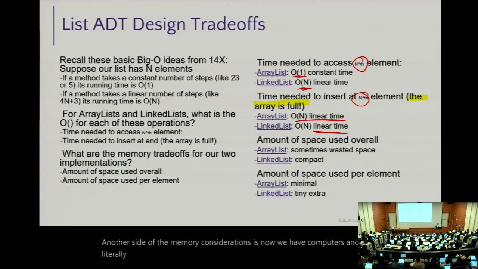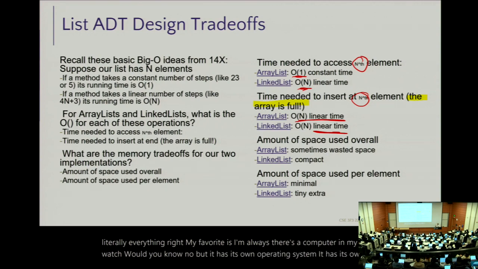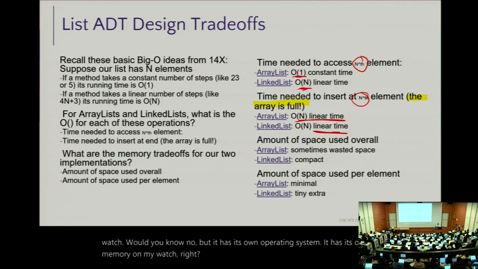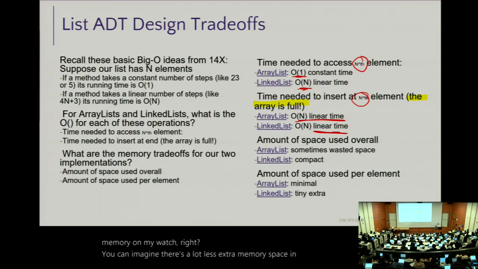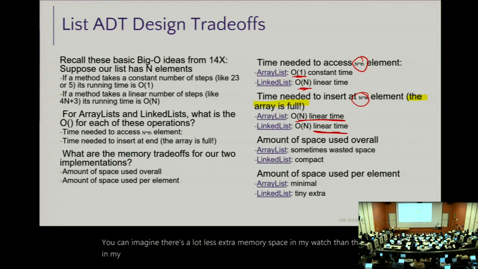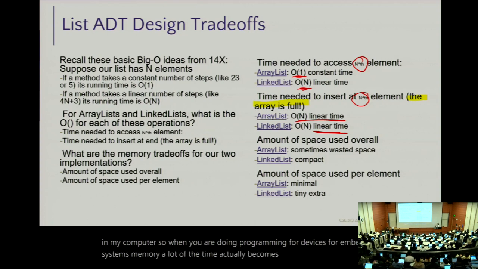Another side of the memory considerations is that now we have computers in literally everything, right? My favorite is, there's a computer in my watch. Would you even know? No, but it has its own operating system. It has its own memory on my watch, right? You can imagine there's a lot less extra memory space in my watch than there is in my computer. So when you're doing programming for devices, for embedded systems, memory a lot of the time actually becomes the more important consideration than the runtime even.